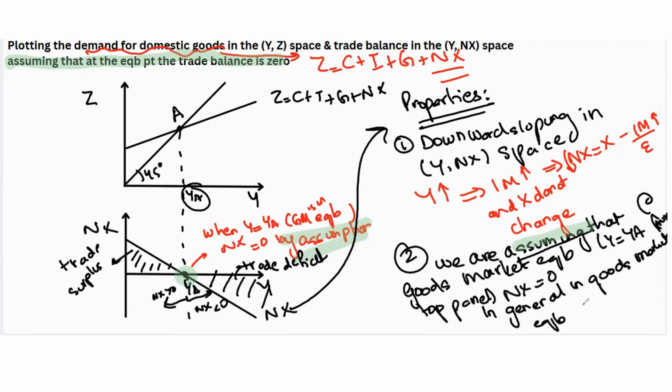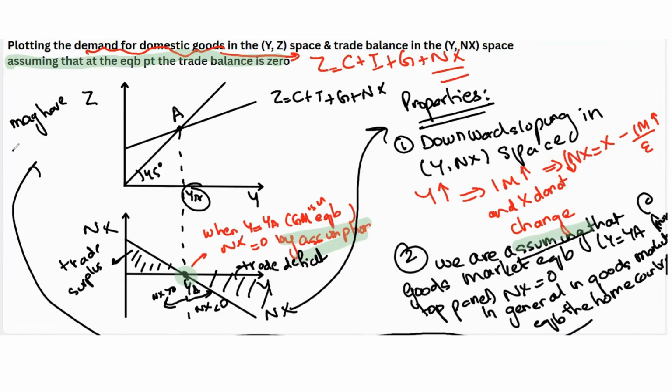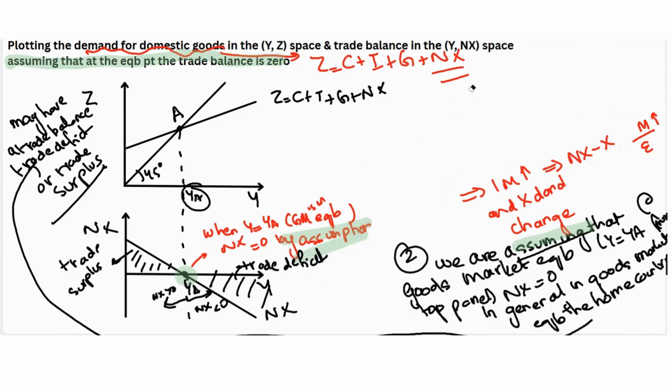In general, in goods market equilibrium, the home country may have a trade balance, trade deficit, or trade surplus. So we're here just by assumption.